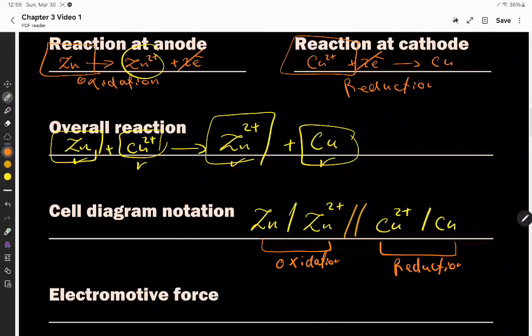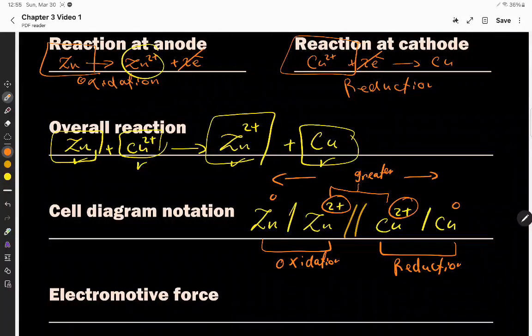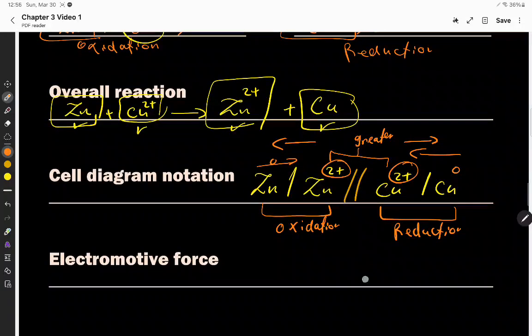How do you know your work is correct? What comes in the middle has to be greater than what comes before and after. Now zinc 2 positive, this is 0. This is 2 positive, this is 0. So we had oxidation on this side and we had the reduction on this side. So our work is good.